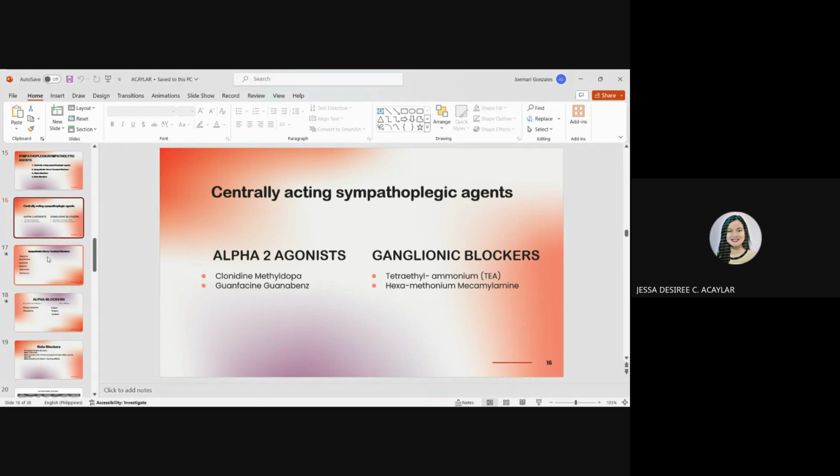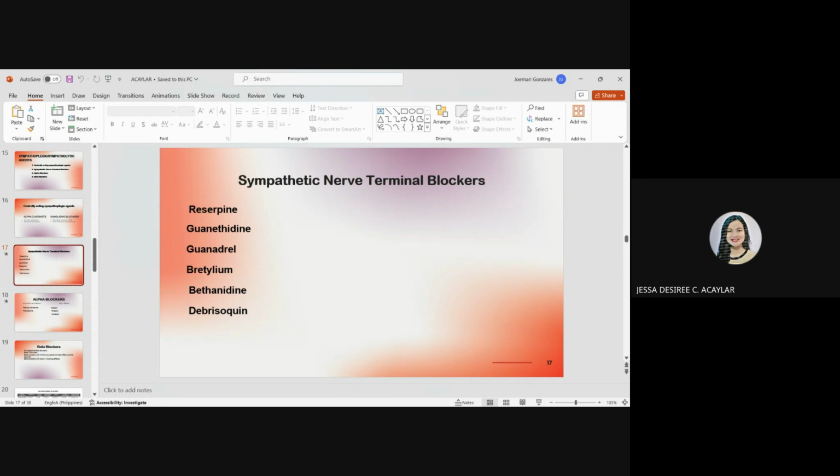So next, ito po sila, ang sympathetic nerve terminal blockers. Site of action po ng mga sympathetic nerve terminal blockers is the vesicular membrane associated transporter or the vesicular monoamine transporter, the VMAT. Makikita rin po sila sa VAMPs or the vesicle associated membrane proteins and the synaptosome associated proteins, the SNAPs, and the VMAT.